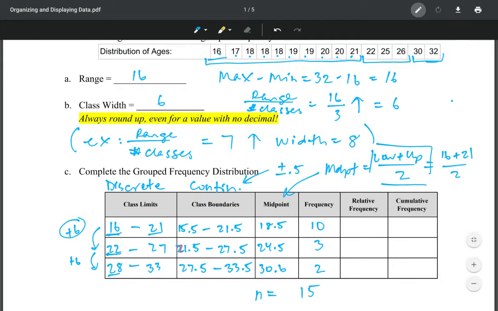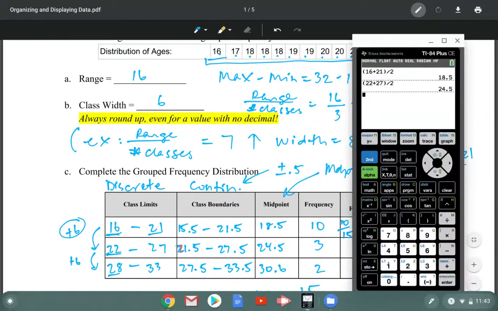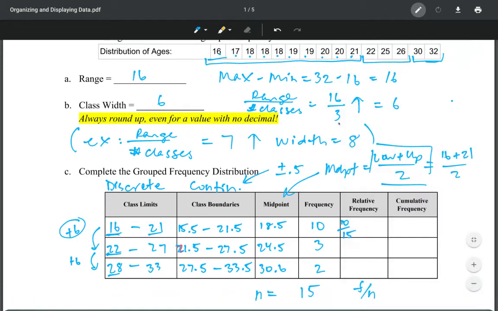I'm going to use this number to find my relative frequencies. My relative frequency is going to be my frequency over N. So relative frequencies are frequencies divided by N. I'm going to start with 10 divided by 15, and I can just put this into my calculator to get a decimal version of this. The fraction is fine as well. So 10 divided by 15 gives me 0.67.